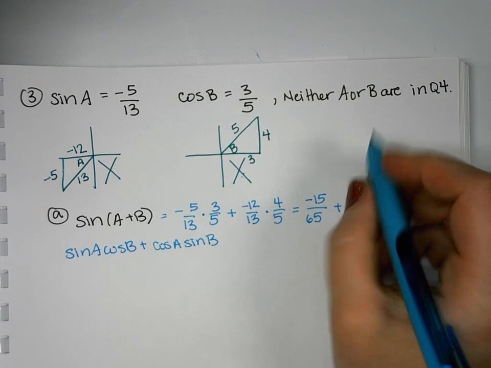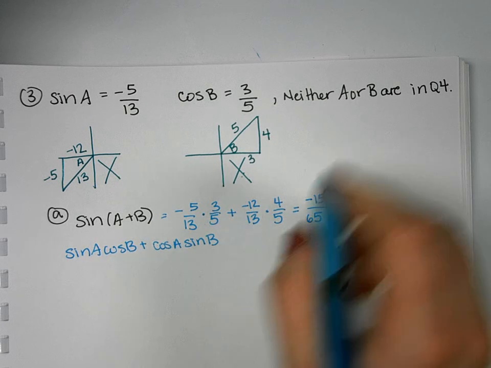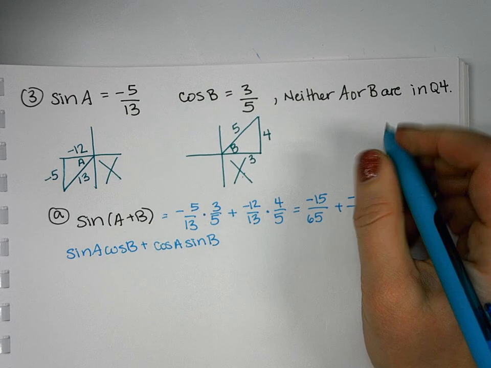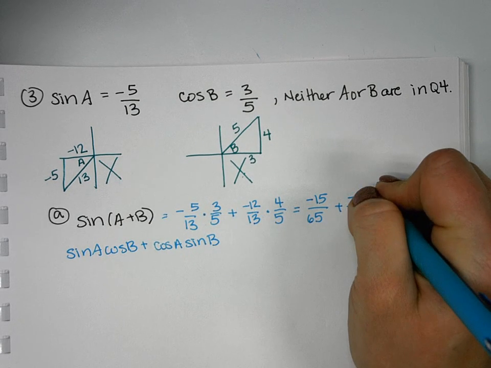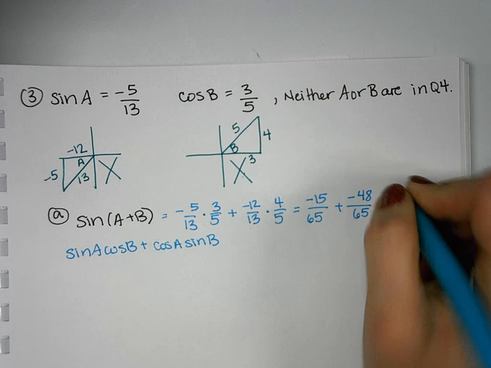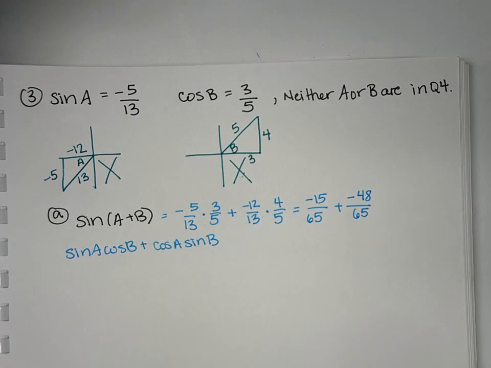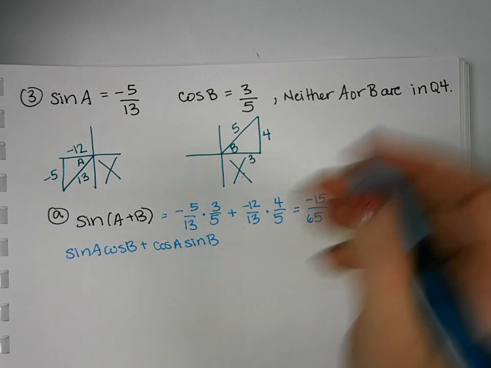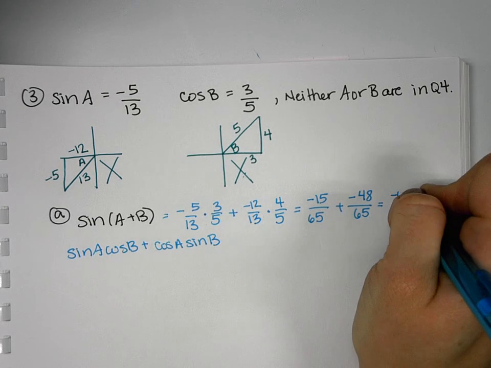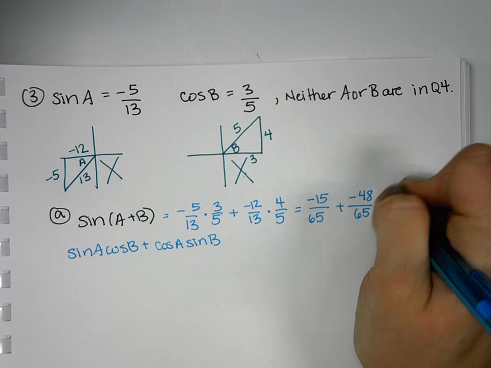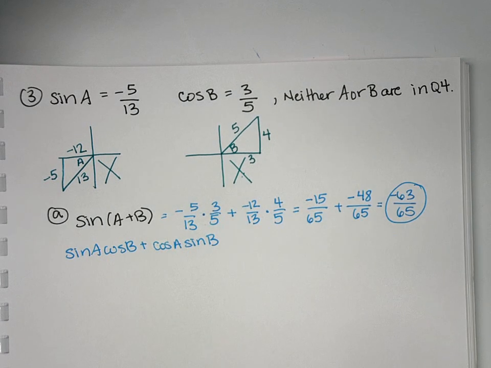Because when I multiply across here, I'm going to get negative 48 over 65. And so the reason I don't want to reduce is because leaving it as 65, I already have a common denominator. So from here, I can go ahead and add these together, and I get negative 63 over 65. And that would be my final answer in fraction form.